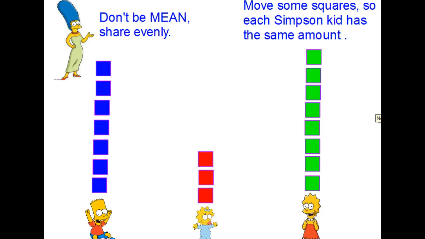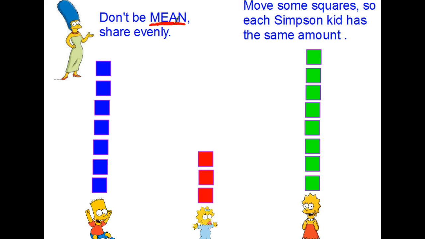Here is another way I could have done that same problem because I really have those numbers. Bart here has 1, 2, 3, 4, 5, 6, 7 blue ones. Maggie has 3, and Lisa has 8. So Marge is up here talking, and she tells us, don't be mean, share evenly. So when you're finding the mean number, it's really about making everybody have the same exact amount.